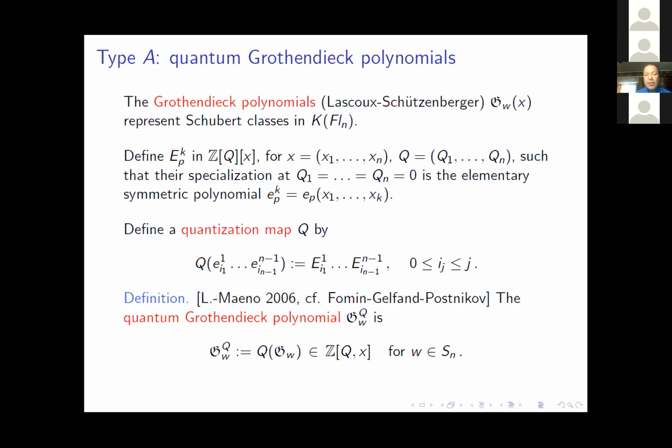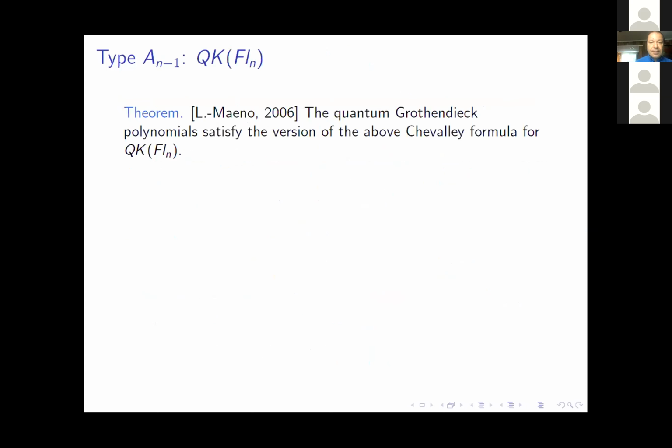And Fomin, Gelfand, Postnikov did the same thing for Schubert polynomials before. They defined quantum Schubert polynomials. With Maeno, we showed that the quantum Grothendieck polynomials satisfy exactly the version of the above Chevalley formula that we proved before. We proved it in arbitrary type, and also equivariant K theory, but now we just get it for quantum K theory of the type A flag variety.